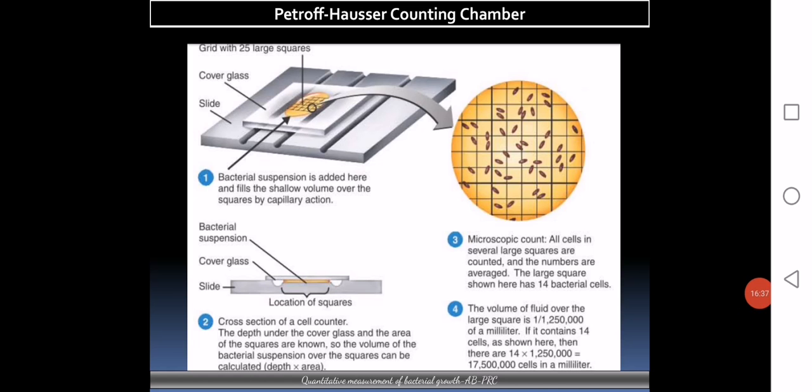This also represents the procedure and the measurement strategy under the Petroff-Hausser counting chamber. So I hope you can follow this method for counting of bacterial cells.